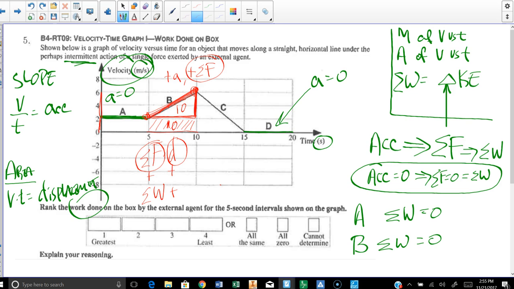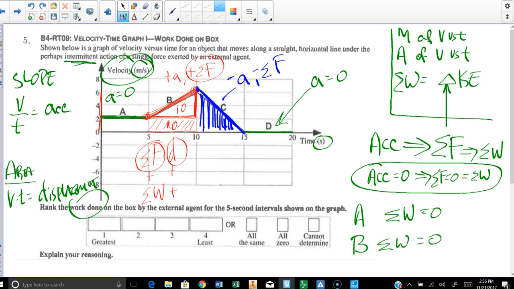Now, what about C? C is a situation where the slope is negative. So here, if the slope is negative, that means you have a negative acceleration and therefore a negative net force, but this area is still positive. Can you picture what's going on in that case? Can you picture what's happening? If it's still moving in the positive direction, but its speed is going down, that means it's slowing down, right?